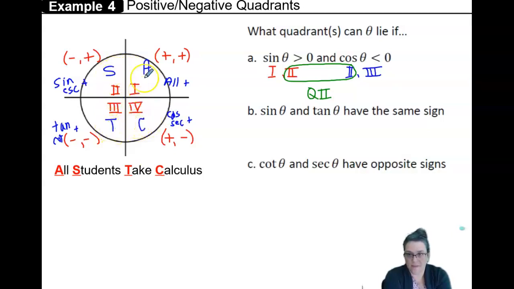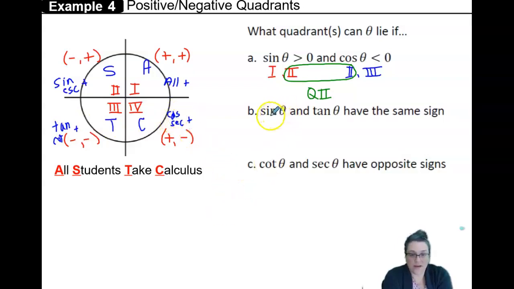That's our acronym. A goes in quadrant 1, S goes in quadrant 2, T goes in quadrant 3, C goes in quadrant 4. A tells you that all 6 trig functions are positive in quadrant 1. S tells you that the sine and its reciprocal cosecant are positive in quadrant 2. T tells you that the tangent and its reciprocal cotangent are positive in quadrant 3, and C tells you that the cosine and its reciprocal secant are positive in quadrant 4.